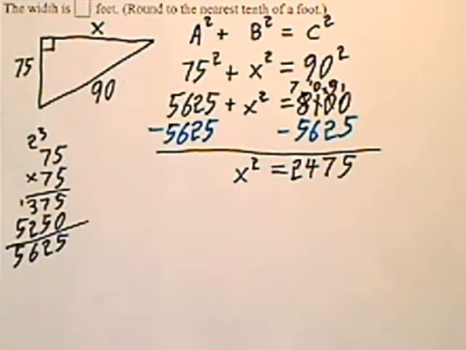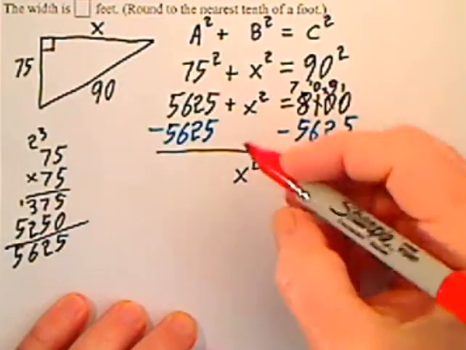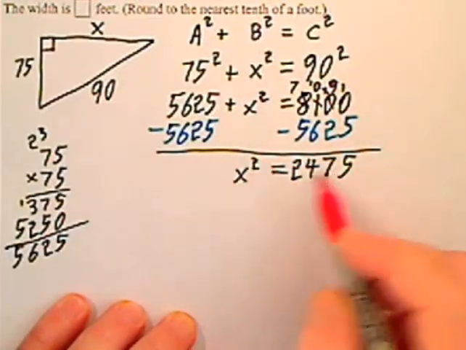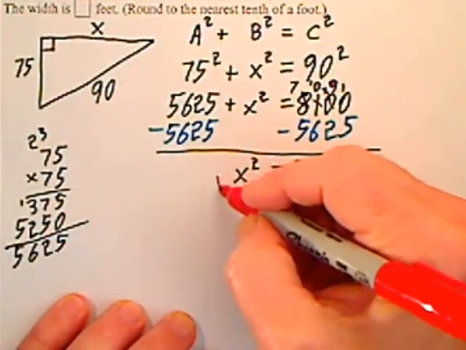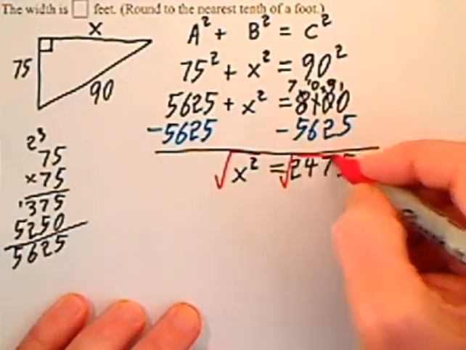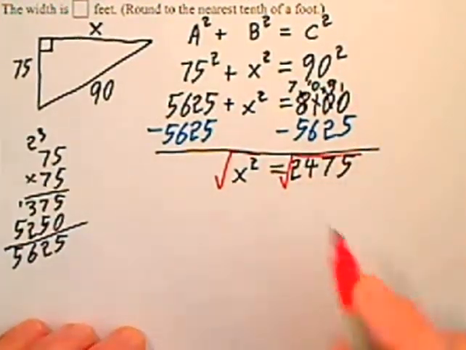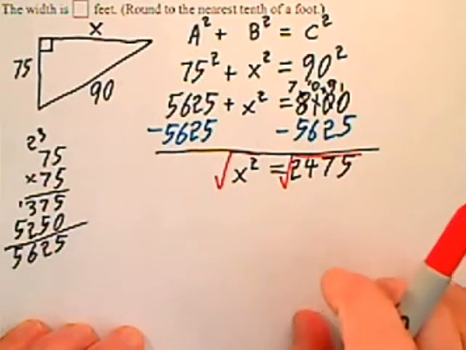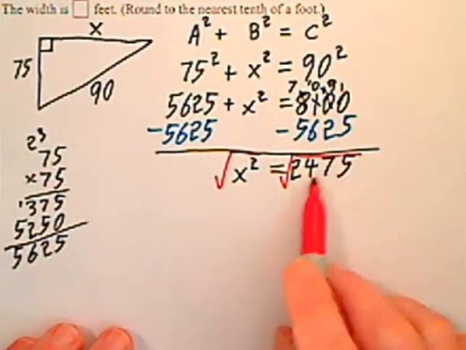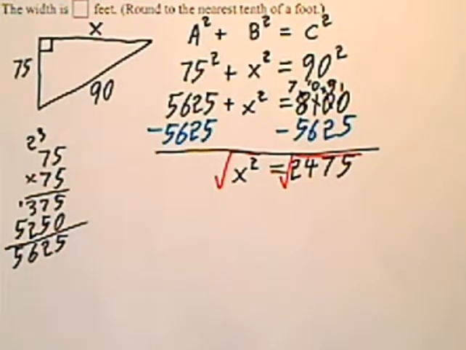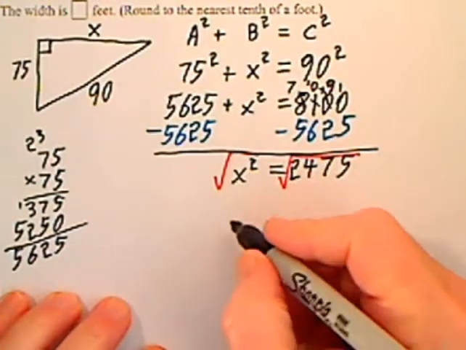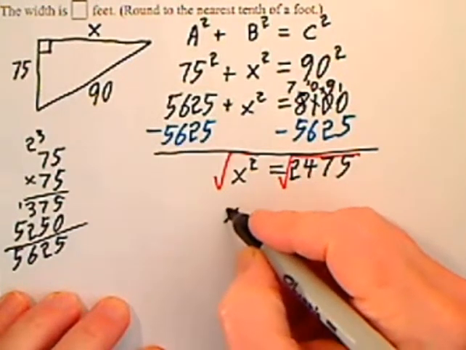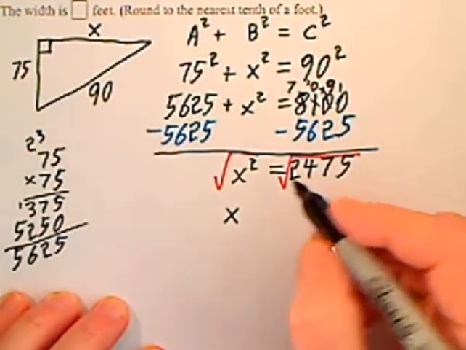In our course, we're not allowed to use calculators, so the way we should be solving this is to use the opposite operation. You take the square root of each side, and then you see if you can simplify the radicand, or the number underneath the radical. The square root of x squared is x.